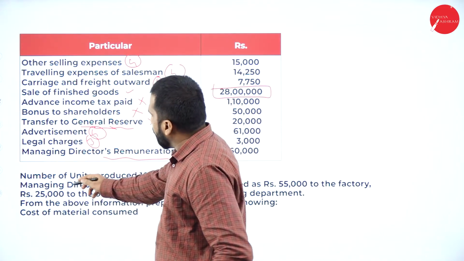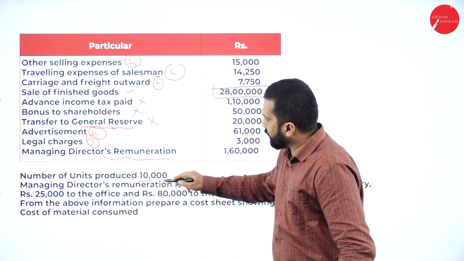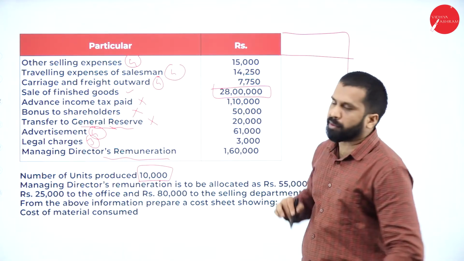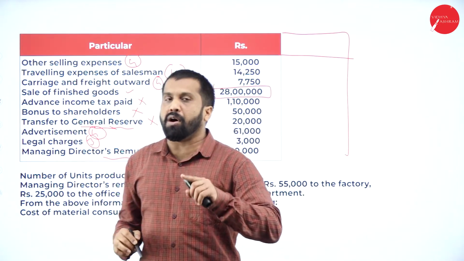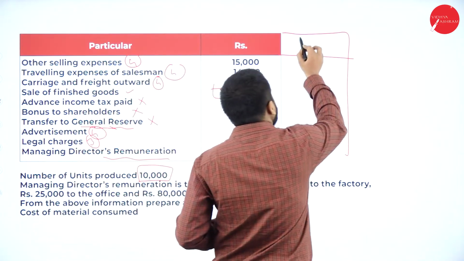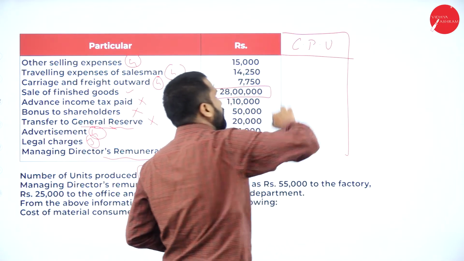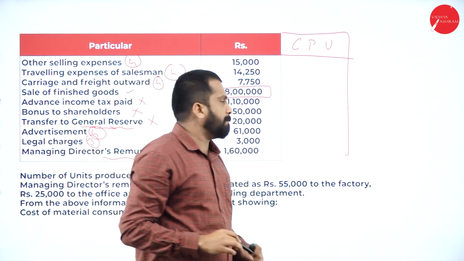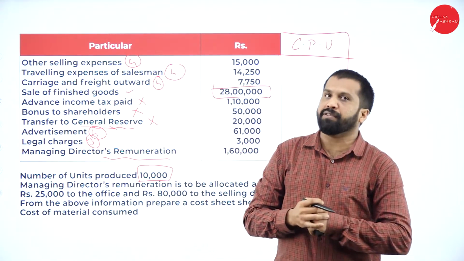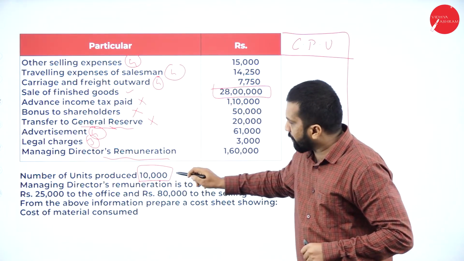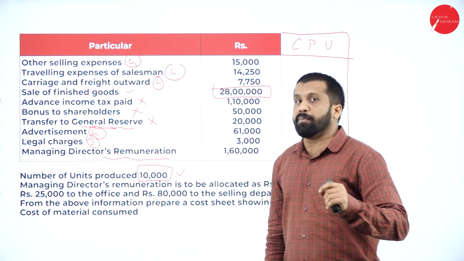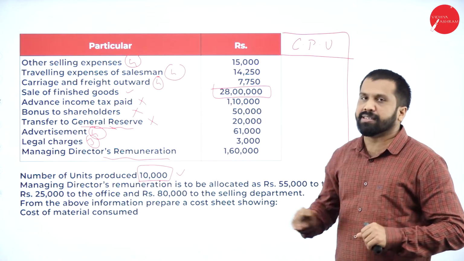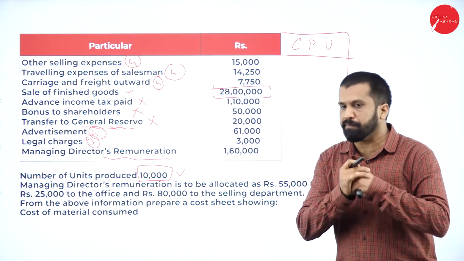Now, number of units produced. Number of units produced means we are supposed to add one more column. What is that one more column? Cost per unit, CPU. It is not central processing unit. This is cost per unit. Cost per unit is beneficial if they have given the number of units. If the number of units is not given, then this cost per unit column is not required. Hope you are clear. Good.